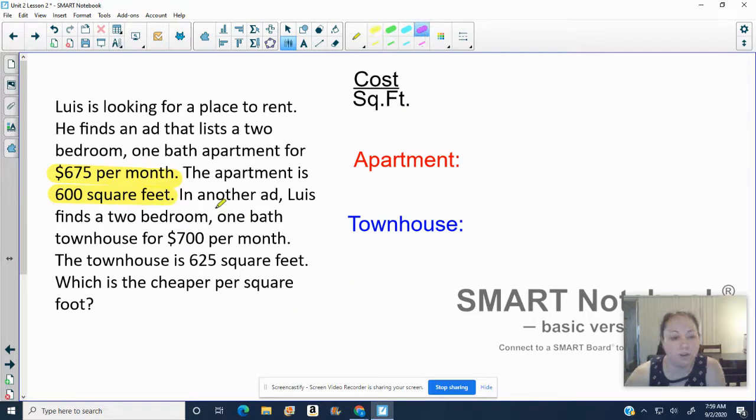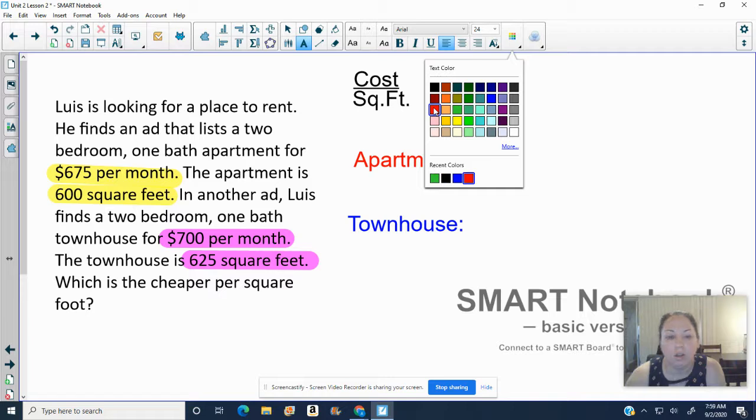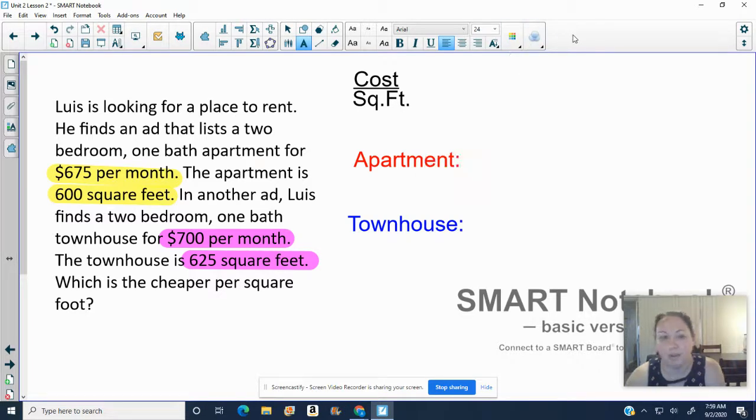To compare, in another ad, Luis finds another 2-bed, 1-bath, and this time it's a townhouse. It is $700 per month, and the townhouse is 625 square feet, so it gives you a little bit more square footage. We want to know what's cheaper per square foot. While I get this ready, it really doesn't matter whether it's an apartment or a townhouse, but if you're not sure, a townhouse is like an apartment on a smaller scale. You might share a building with 2 or 4 people, but everybody has their own entrance, and there are still adjoined walls, just like in an apartment. So similar, but not exactly.